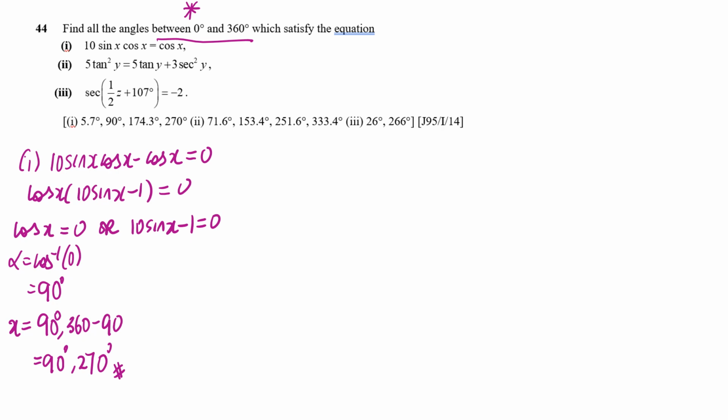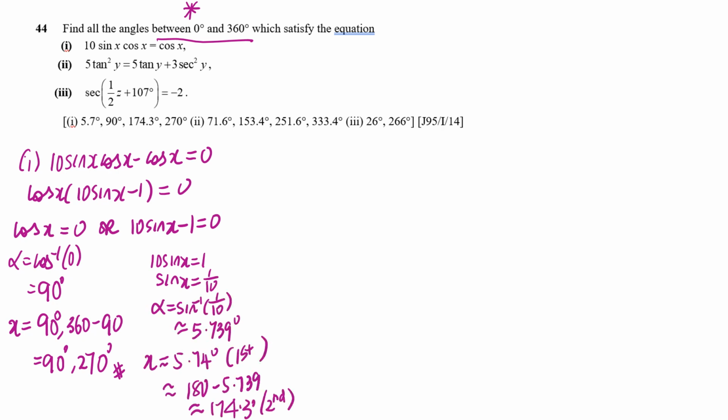So how about 10 sine x minus 1 equals 0? Yes, you have to find sine x, which is 1 over 10, then go on to find alpha, which is 5.739 degrees. For sine to be positive, ASTC again says it comes from the first and the second quadrant. The first quadrant is just alpha, which is 5.74. The second quadrant is 180 degrees minus alpha. So 180 minus 5.739 gives you 174.3 degrees.